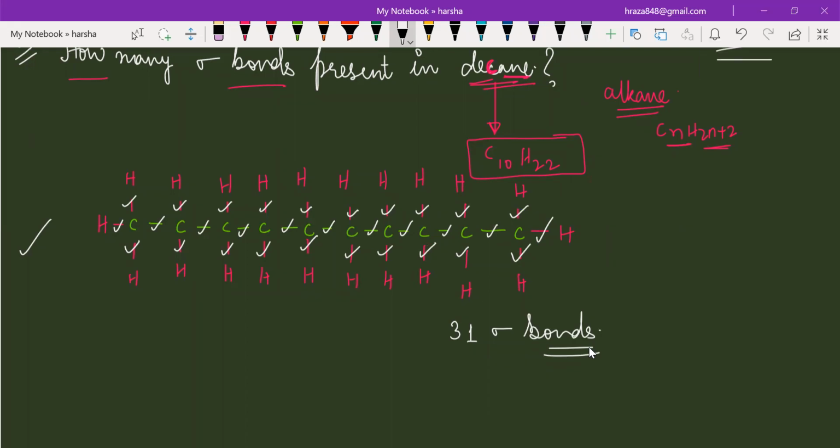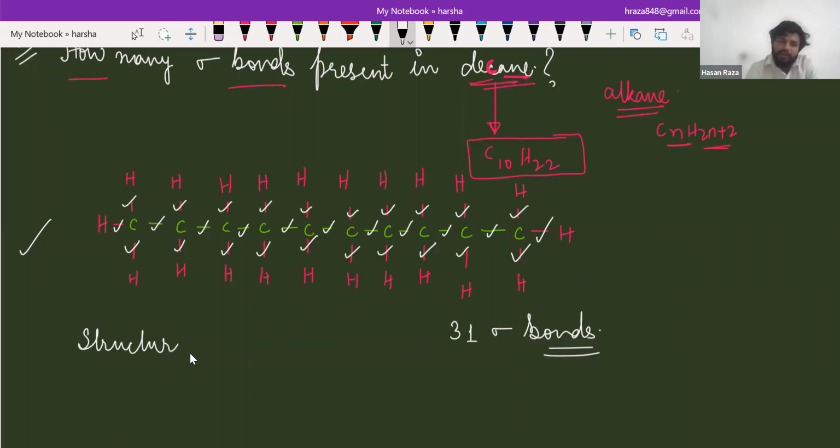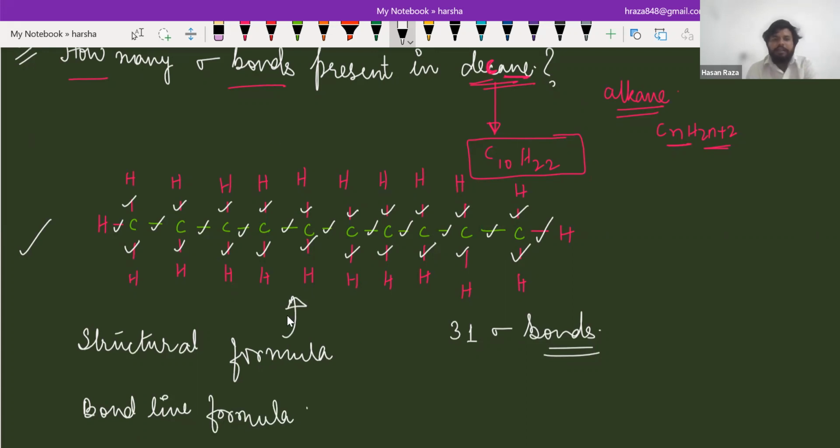Yes, sir. Okay. So this is basically a structural formula. Now we are going to study the bond line formula. How are we going to write it? It's very tough to write the structure of a large organic molecule, so we use the bond line structural formula, which is very easy.